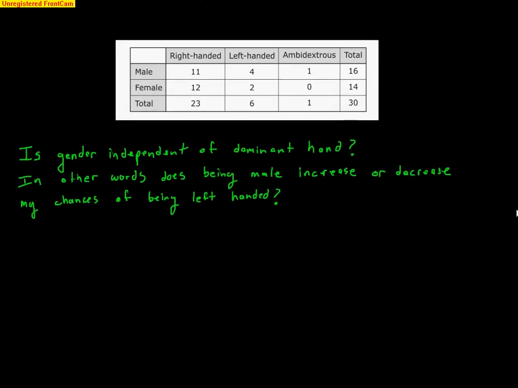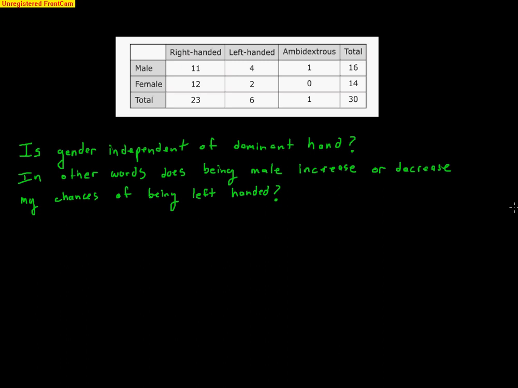So let's understand this with a really, really simple example. So here's a two-way table. We got male, female, right-handed, left-handed, or ambidextrous. Okay? So two variables. Which hand do you use, and are you male or female? So the question is, is gender independent of the dominant hand? In other words, does being male increase or decrease my chances of being left-handed? Now I'm choosing to focus on male and left-handed, and I'm going to show you how I could choose to focus on other variables and I would still get the same answer.